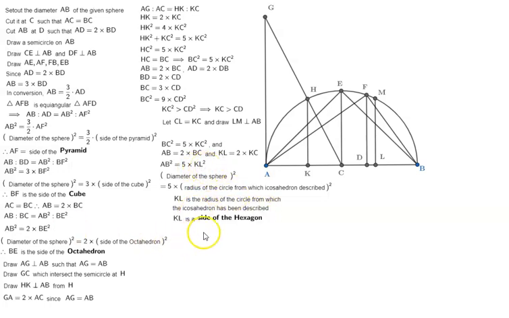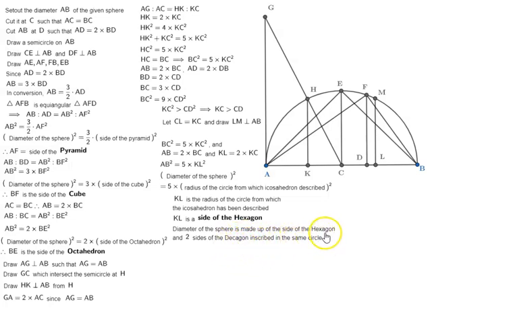So KL is a side of the hexagon, because the radius of the circle is equal to the side of the hexagon. The diameter of the sphere is made up of the side of the hexagon and two sides of the decagon inscribed in the same circle.